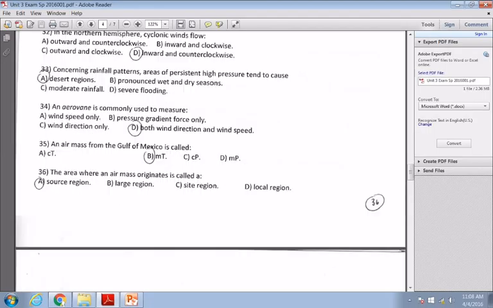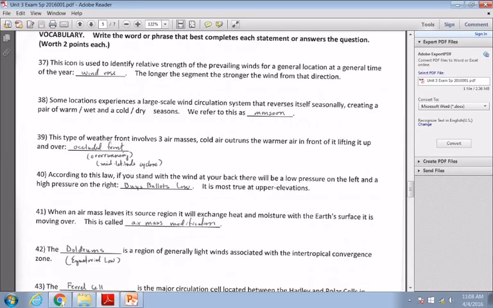So on to these vocab. These were each worth 2 points apiece. For the first one, number 37, I was after windrows. For one of y'all, you drew a picture of it and put prevailing winds, and I definitely gave you credit for that. The next one I was after monsoons, locations that seasonally have the winds reverse themselves and create these dry and wet seasons.